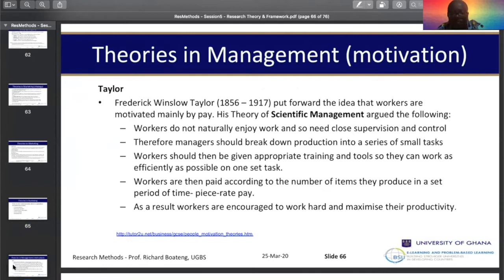Taylorism comes from management. I've come to Yvonne and Reginald's domain. Taylor is one of the people who postulated a motivational theory. He talked about the fact that workers do not naturally enjoy working, so they need close supervision and control. Workers should be given appropriate training and tools so that they can work as efficiently as possible. Workers are then paid according to the number of items they produce in a set period of time, piece rate pay. As a result, workers are encouraged to work hard and maximize their productivity. So his view is motivation by pay.